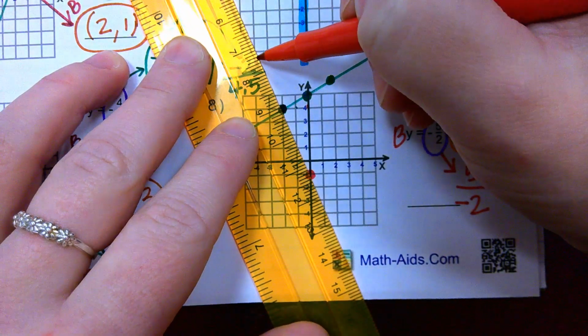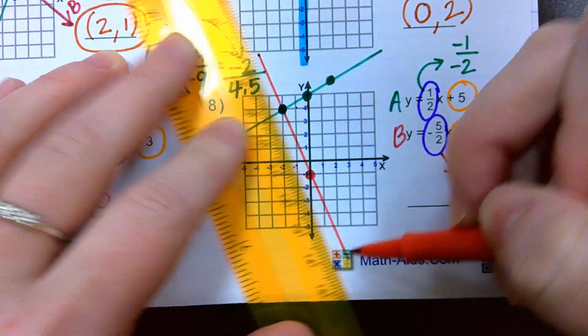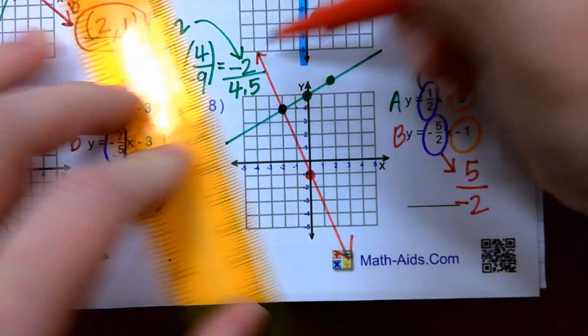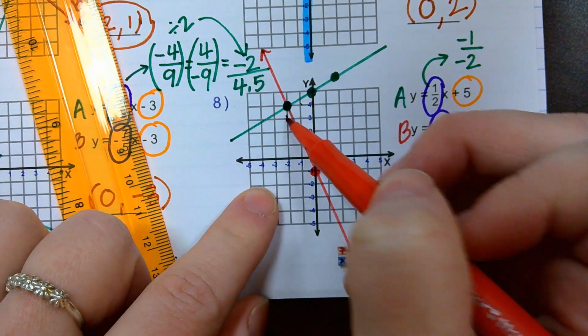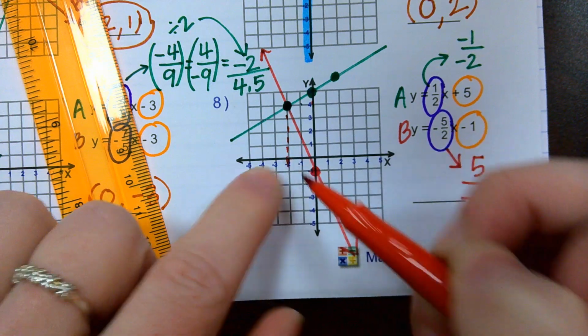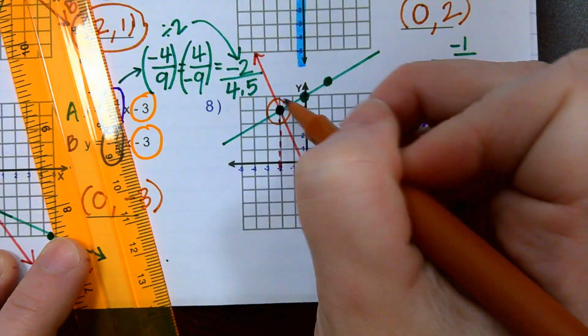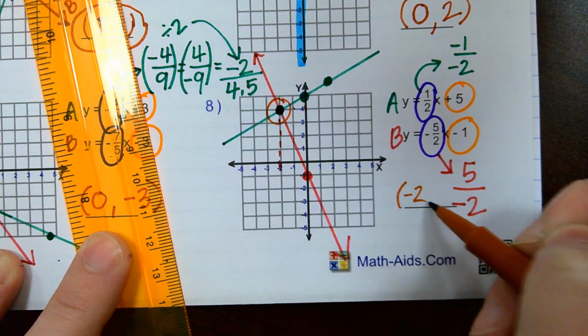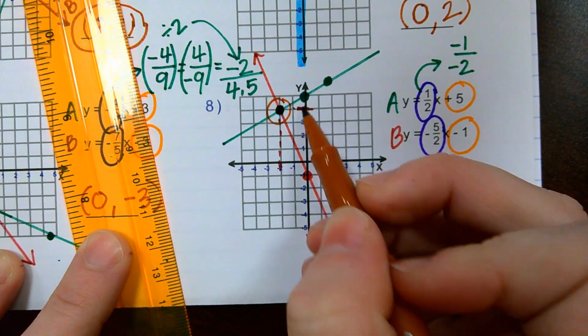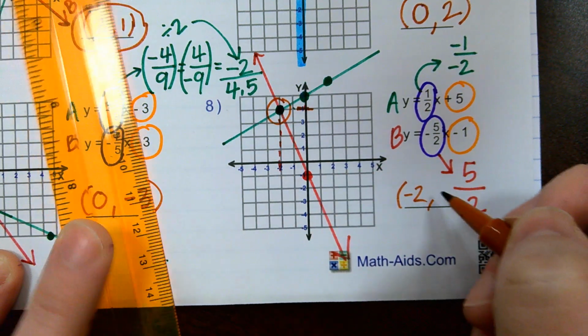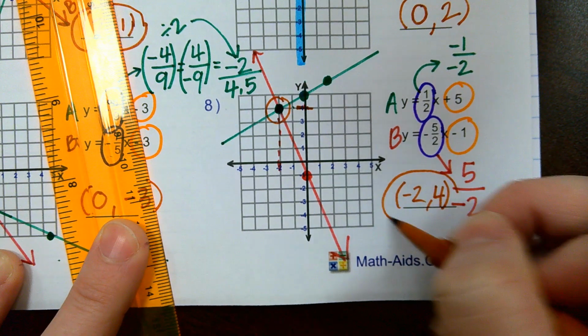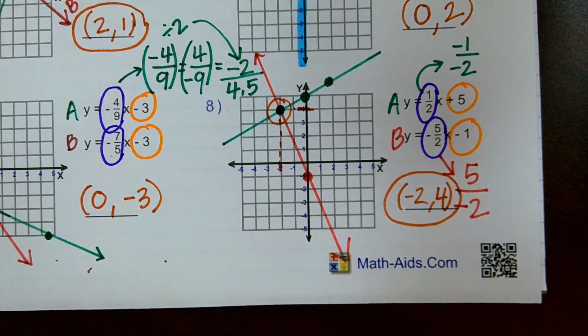All right, so what's our solution for this one? -2, 4. Yes, our point lines up with -2 on the x-axis and +4 on the y. That's the answer.